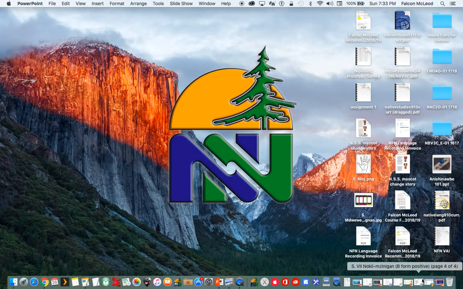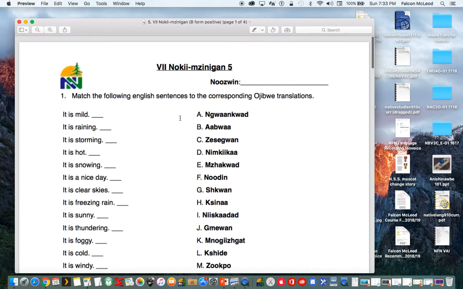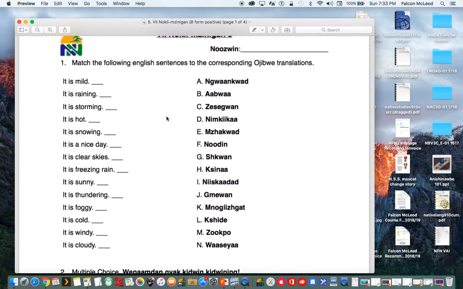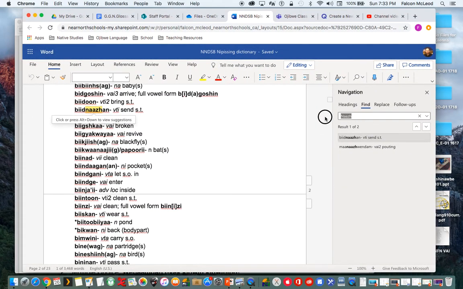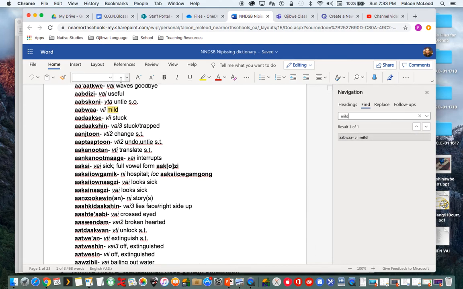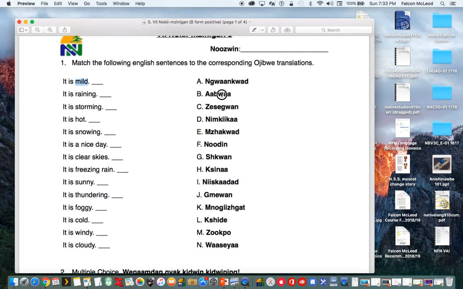Now I'll show you what's expected of your worksheet. We have to match the following English sentences to the correct Ojibwe translations. If you don't know these words, you can just look them up in the dictionary. So for mild, just copy, go into our dictionary, search mild, and the word is abois. And so the answer here is B. Just type that in there, and you can do that for the rest.